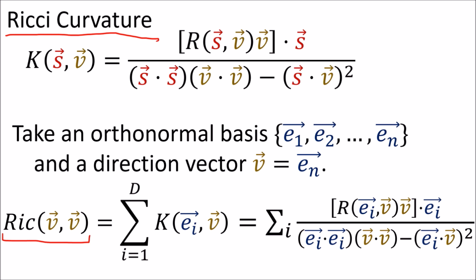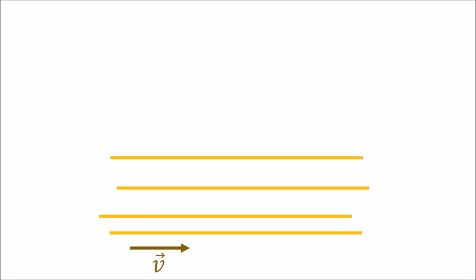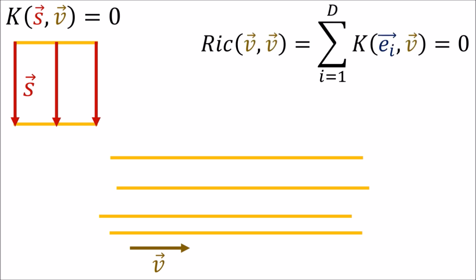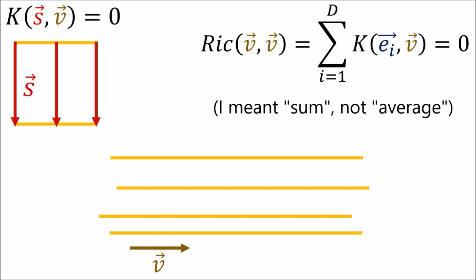So in some sense, the Ricci curvature in some direction V is like an average of all possible sectional curvatures containing the vector V. This might be a little bit hard to visualize, so let's look at some examples with pictures. Let's imagine a situation where all the geodesics are straight lines, and therefore all the sectional curvatures are 0. Since all the sectional curvatures are 0, this means that their average, the Ricci curvature, is also 0.